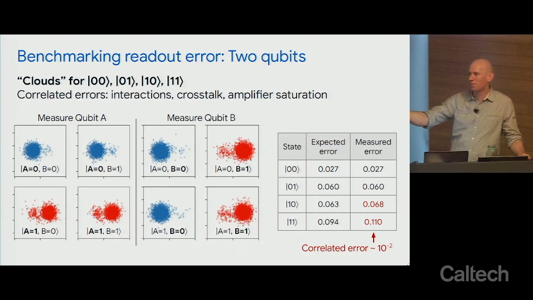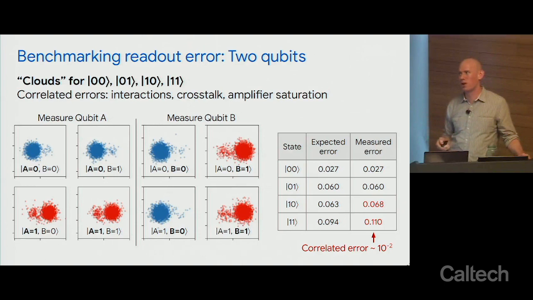We can come up with these errors and put them in this table, and we can also compute what error we expect based on the single qubit measurements. And for example, I've colored in red here a couple of these where there's a bit of excess error of order 1%, which is a result of measuring the two qubits simultaneously instead of just one at a time. And this is the kind of thing that you need to track down and mitigate in order to get a whole system to work. But as you can see, there's a bit of an explosion here in the amount of data that we need to benchmark a number of qubits instead of just the one.